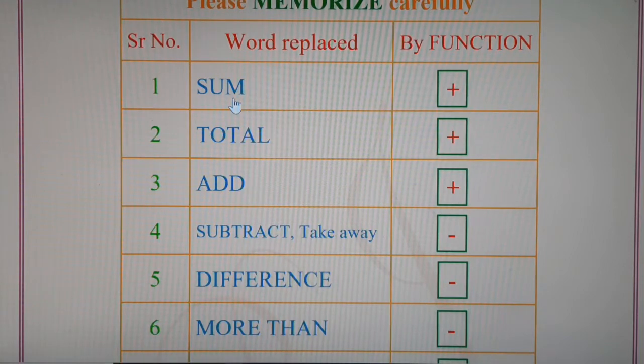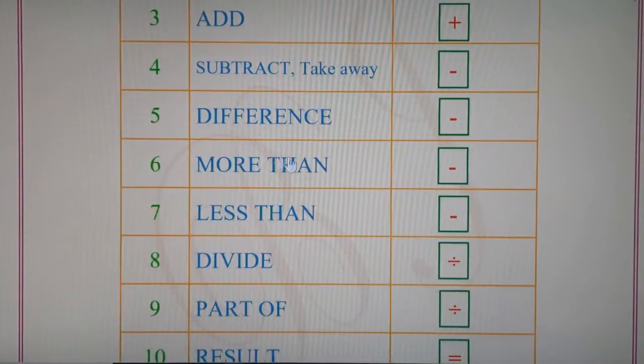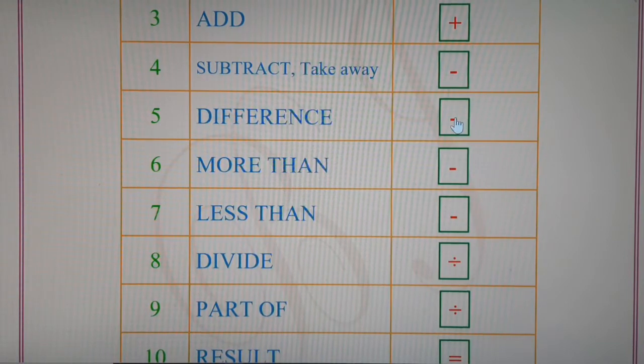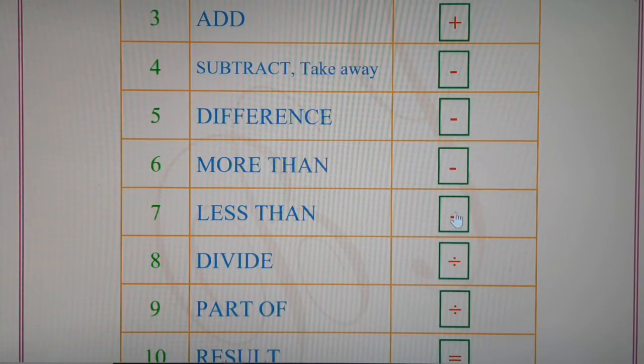When the word sum is given in the sentence of the problem sum, we have to use the plus sign or the addition sign. When the word total is given in the problem sum or in the sentence anywhere, then we have to use the plus sign or the addition sign. And when the word add is given, we have to use the plus sign. When the word subtract or take away is given in the sentence in the problem sum, then we have to use the minus sign. When the word difference is given in the problem sum in the sentence, then this word difference has to be replaced by the minus sign. When the word more than or less than is given, we have to use the minus sign.